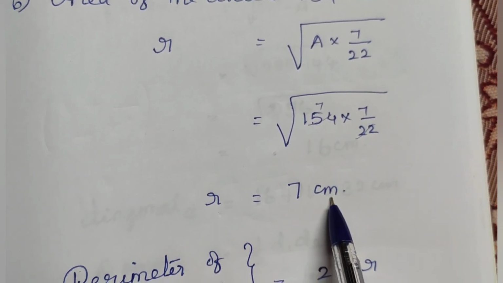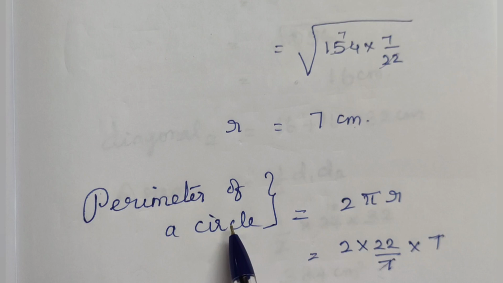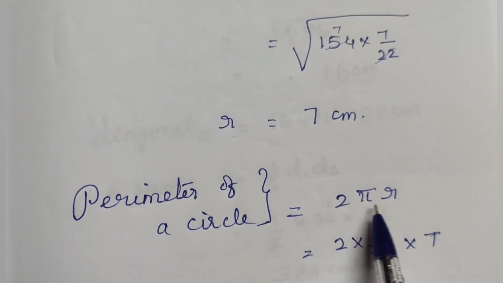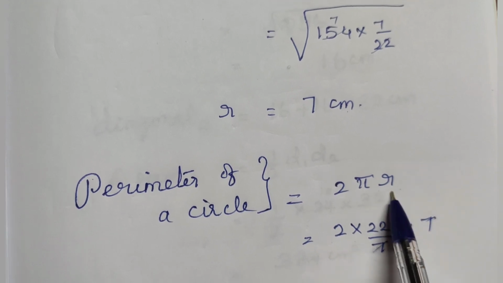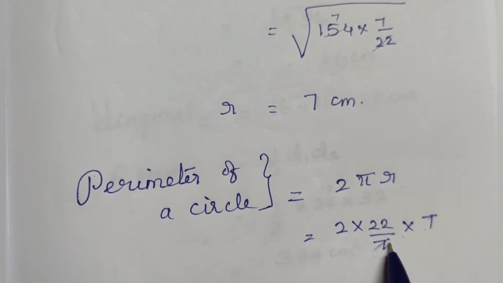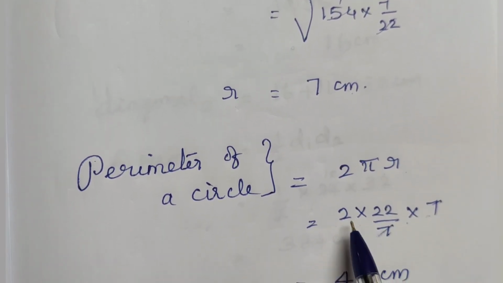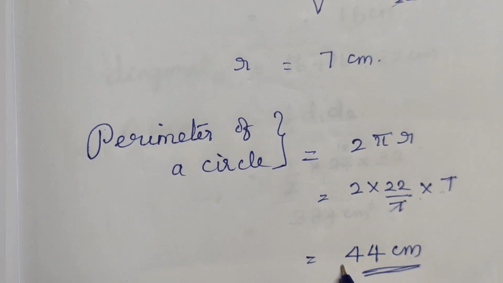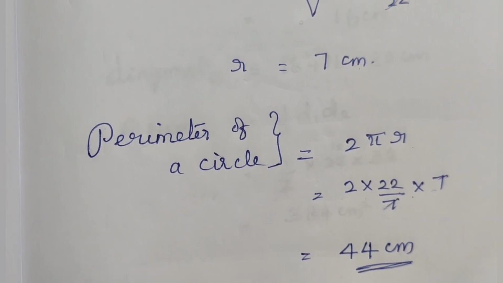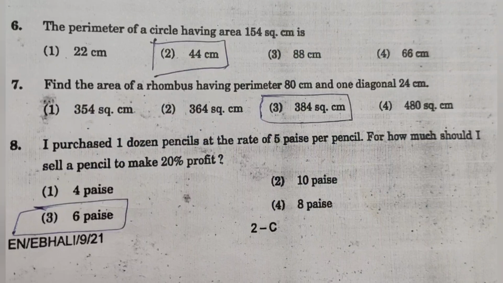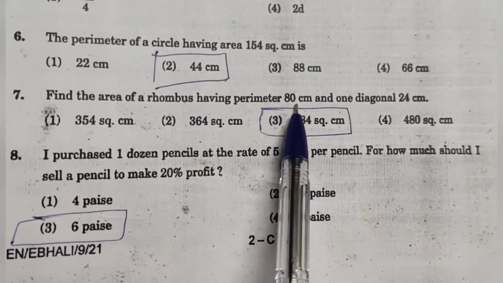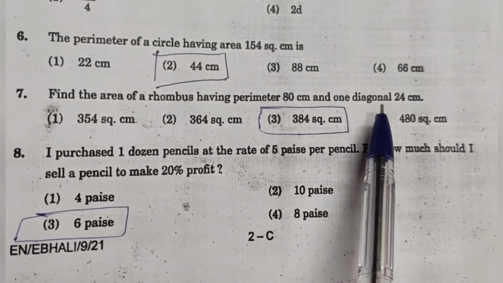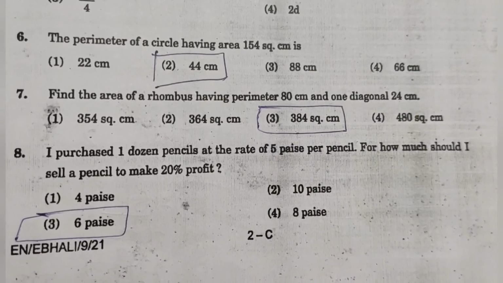Root is 7 centimeter. Now perimeter of a circle formula is 2 pi r. 2 into 22 by 7 into r, where r is 7 centimeter. 7 and 7 get cancelled. 2 into 22. The perimeter of the circle is 44 centimeter. Seventh question. Find the area of a rhombus having perimeter 80 centimeter and one diagonal 24 centimeter.